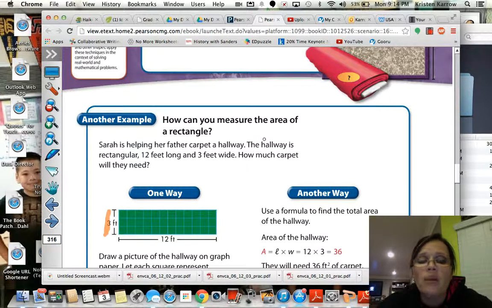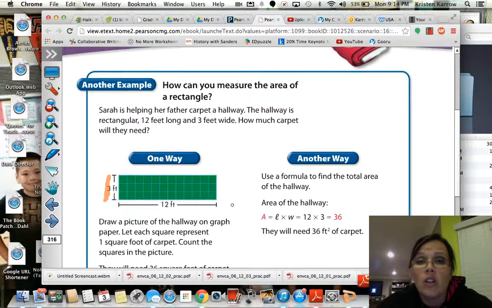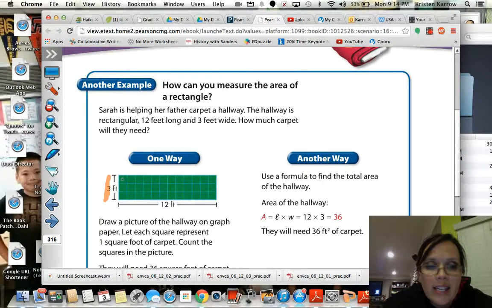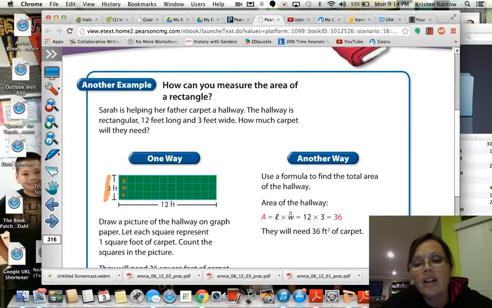How much carpet will they need? So we're going to do it the shortcut way. We know we could count each of these squares, 1, 2, 3, because we're talking about area. How many square feet is covered by 3 feet by 12 feet? Or we could use a shortcut.